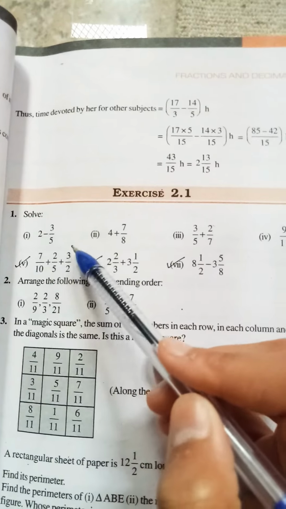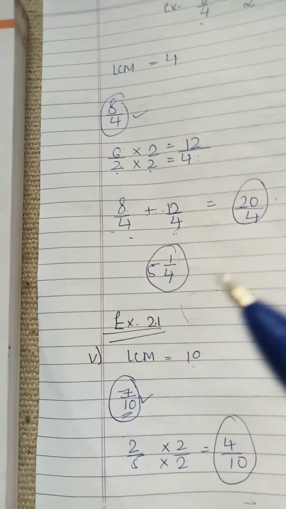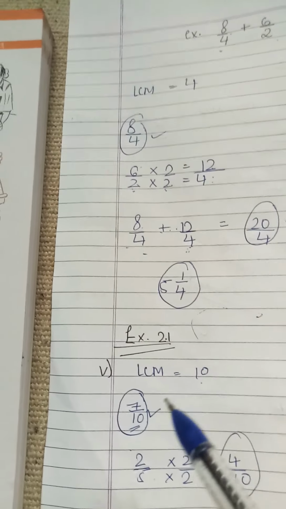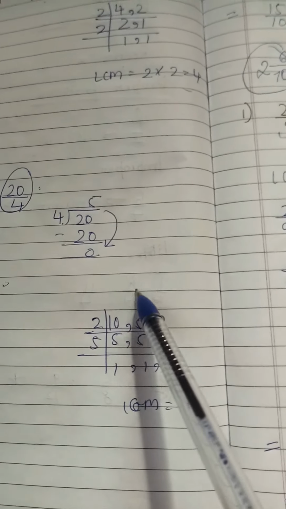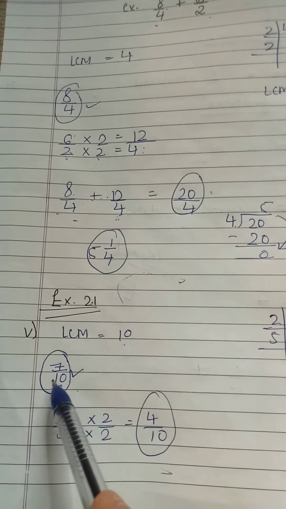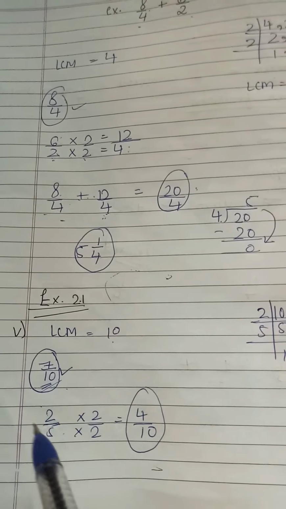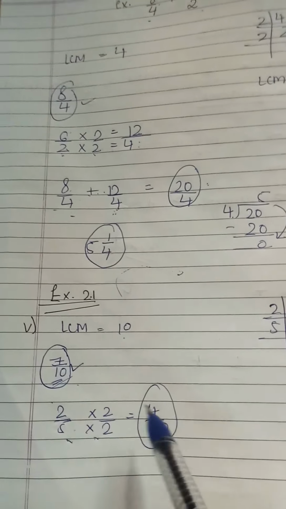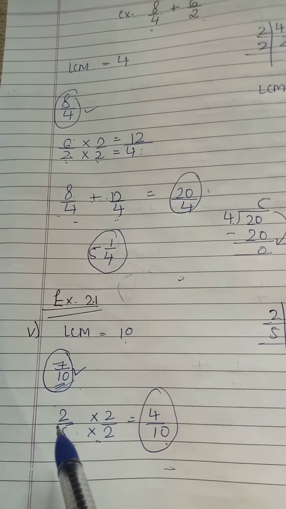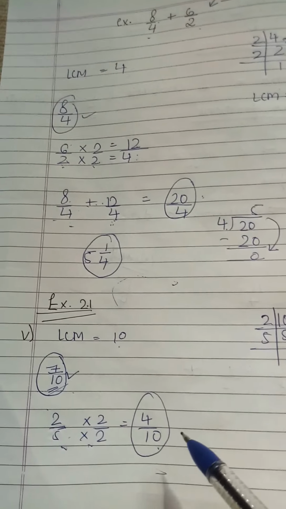In this part, the question is we have to add 7/10, 2/5 and 3/2. We need to first take out the LCM of 7/10, 2/5 and 3/2. After taking out the LCM, we get 10, right? 7 upon 10 has the denominator 10, so we don't need to change it. Then comes the fraction 2 upon 5. Now 5 into 2 equals 10, right? So we are going to multiply both the denominator and numerator with 2, which gives 4 upon 10.